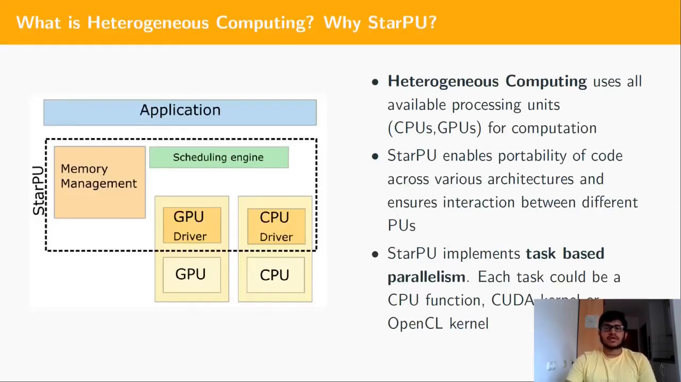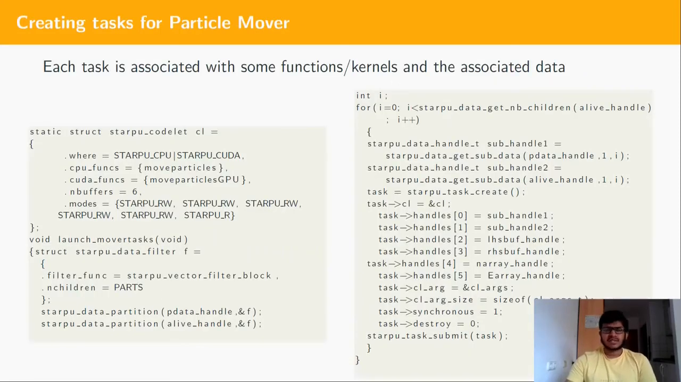This means involving all available computing resources like multiple CPUs and GPUs. We have used StarPU to enable this. StarPU implements parallelism using tasks. Each task could be a CPU function, a CUDA kernel, or an OpenCL kernel. The main advantage of StarPU is that the same code can be run on multiple architectures without much change in performance. We can see here that there is some extra code required to initialize a task and launch them.